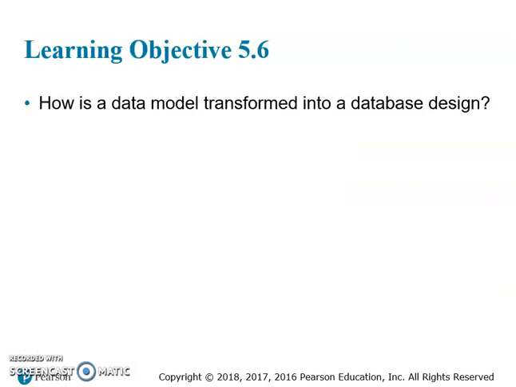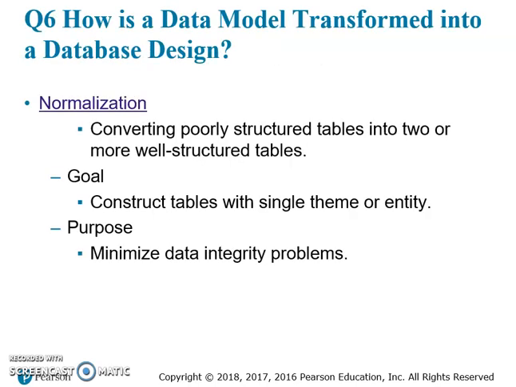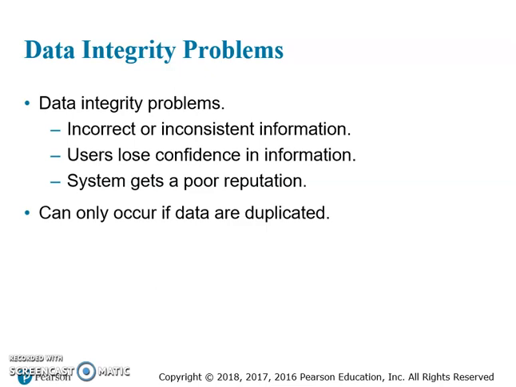So how is a data model transformed into database design? Well, it's through normalization, converting poorly structured tables into two or more well-structured tables. What's our goal? We need to construct tables with a single theme or entity. This minimizes data integrity problems. Data integrity is so important for a good functional database. Anytime we have data duplication, we run into issues.